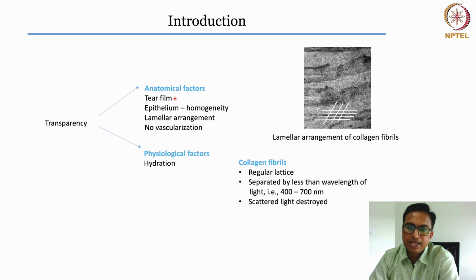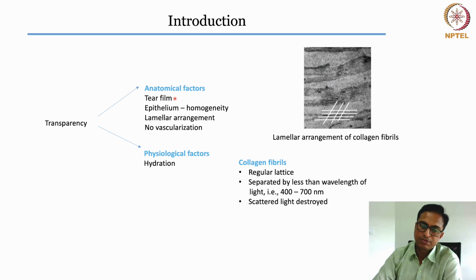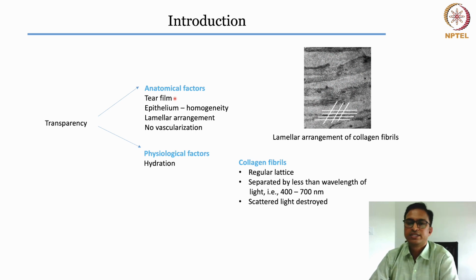The next is the epithelium. Epithelium homogeneity is very important. The epithelial cells maintain a particular order. Because of that, a homogeneous arrangement of epithelial cells on the corneal surface is very much important, and so the cornea is transparent.